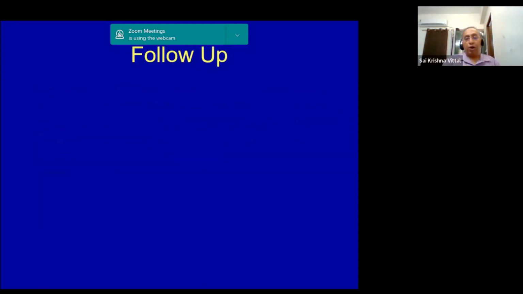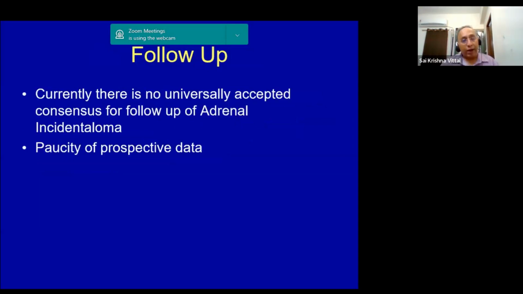Right, if you're not operating on the patient, you're going to follow up the patient. So how will you follow? What are the things you will do? Currently, there is no universally accepted consensus for a follow-up of adrenal incidentaloma. Why? You don't have much prospective data. Most of the data is retrospective in nature. So when it comes to follow-up, what will you do?